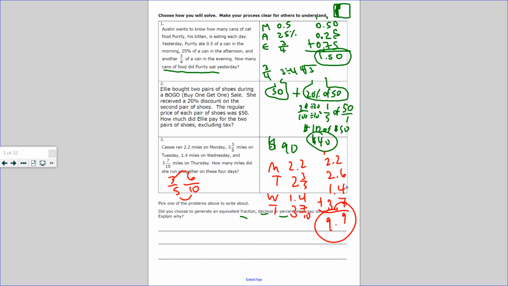Let's make sure I did it correctly. I feel like I made a mistake here. I don't think I did, but 17, 18, I think good. Carry one. That's 4, 5, 6, 7, 8, 9, 9.9. So I prefer decimals, but what do you prefer? Fraction, decimal, or percent?